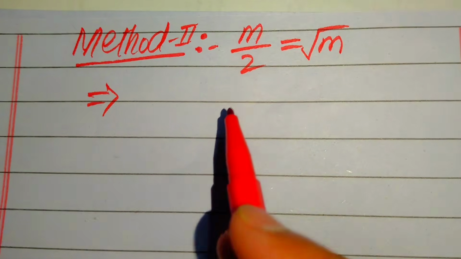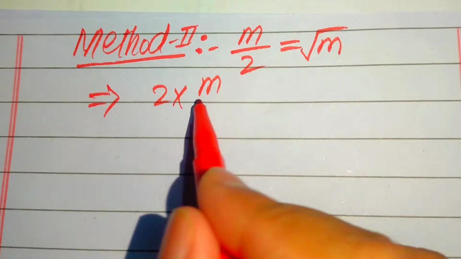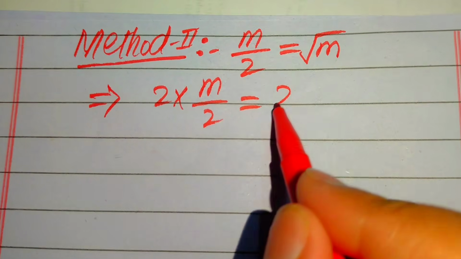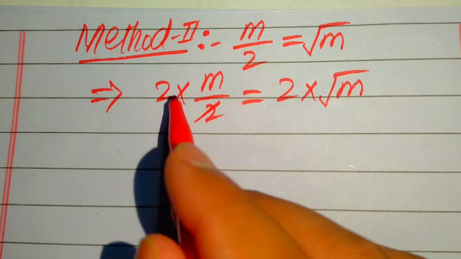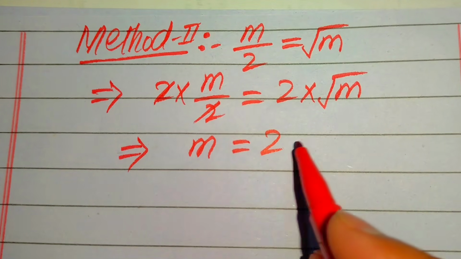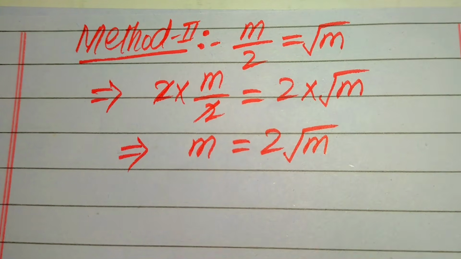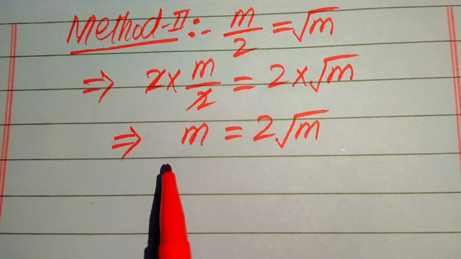So here we remove the fraction from the left hand side, so that's why we multiply both of the sides by 2. Further, this 2 and this 2 are gone, and we get m is equal to 2 times the square root of m. And now we need to focus on the left hand side.